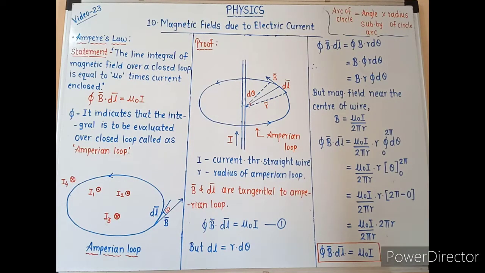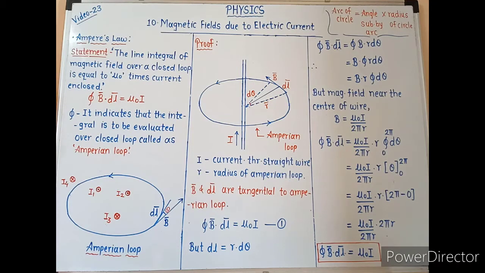All in the physics lecture. We are studying lesson number 10, magnetic fields due to electric current. In the last session, we have studied magnetic lines for a current loop. Now in this session, we will study Ampere's law, Amperian loop and proof of Ampere's law.